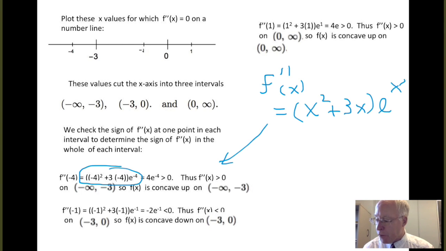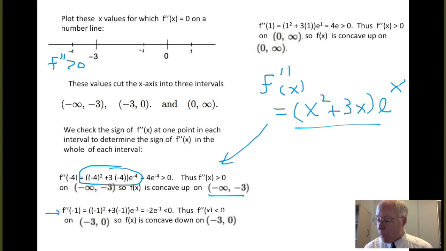There's the substitution there. Replace the x's by minus 4 in this second derivative. And the calculation gives us 4x to the minus 4th, which is positive. So we conclude f double prime is positive on this whole interval from minus infinity to minus 3.